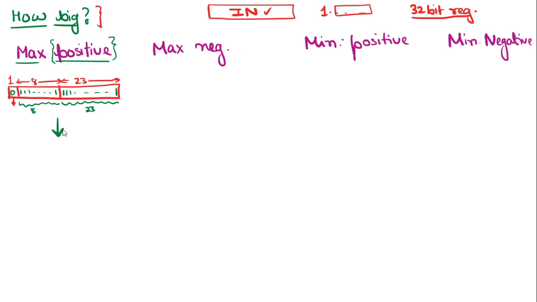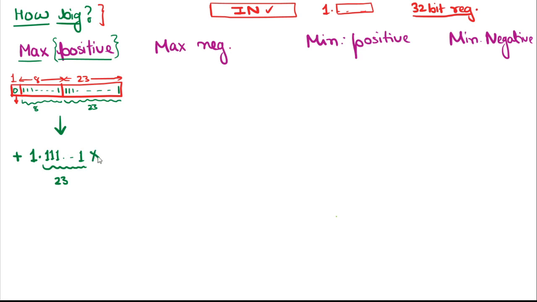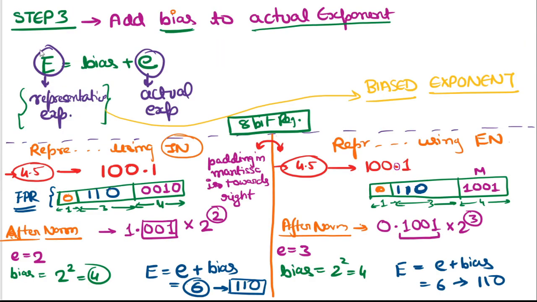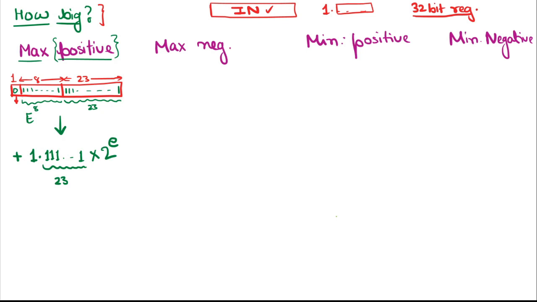Now let's see the value. Okay, so it will be a positive number as we saw, right? The value will be 1.1111, and this will be what? This will be 23 ones, right? Into 2, into 2 to the power, what? E, exponent, right? To the power exponent. But the actual exponent is small e, but this is the biased exponent, right? The biased exponent is the representative exponent, big E, okay.